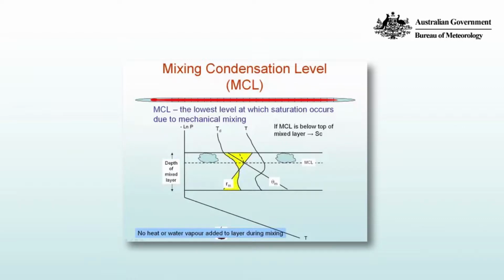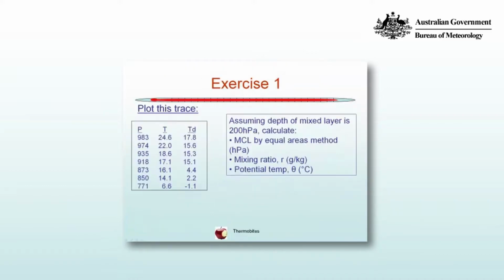So the way in which this is done is to use the equal areas method. Take the depth of the mixed layer and find the mixing ratio line which produces equal areas to the left and to the right of that. Likewise, do the same thing for the temperature profile and the mixed dry adiabat. And if the two cross below the depth of the mixed layer, then you have the mixing condensation level, and between that and the top of the layer, which now will form a mixing inversion, will be stratocumulus cloud. So there's our two lines meeting at the mixing condensation level.